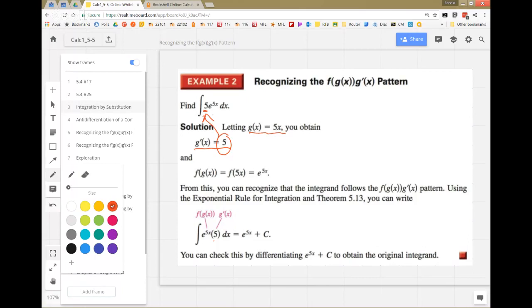So when you take the integral of e to the 5x, you're going to get e to the 5x. That 5 is there because if you check it, if you take this answer down here, e to the 5x plus c, and take the derivative, what will you get? You will get e to the 5x times 5 because of that chain rule, and that's exactly what we had up here at the top. So I'm just trying to get you used to this kind of reasoning. All right.